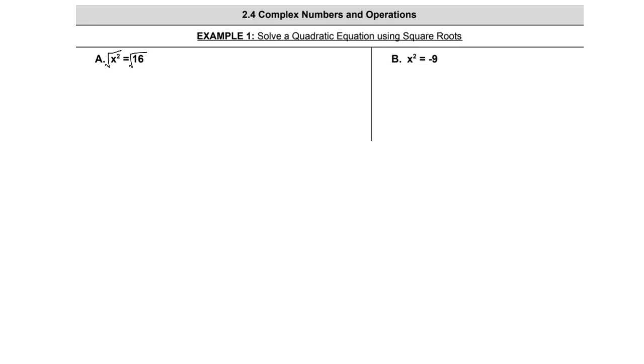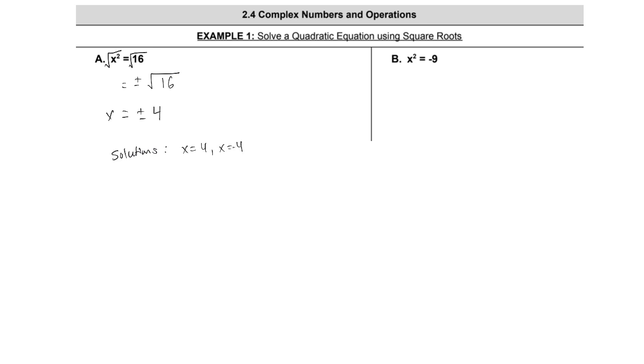The reason we get two solutions is because there are two roots. When we square root something, we get plus or minus that number. 16 is a perfect square, and the square root of it is 4, so we get plus or minus 4. So our solutions are x equals 4 and x equals negative 4.